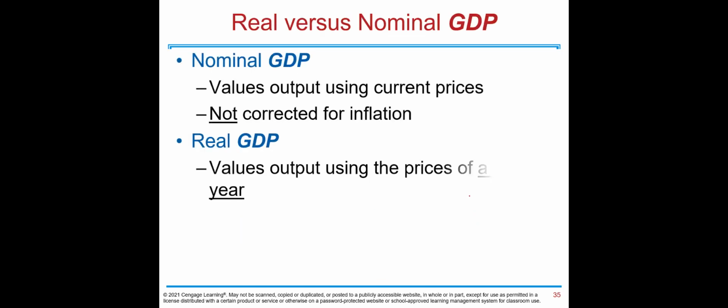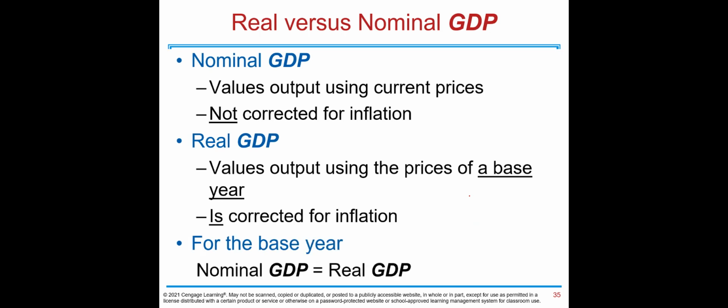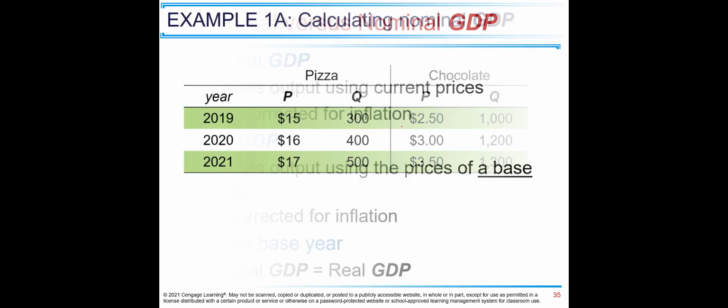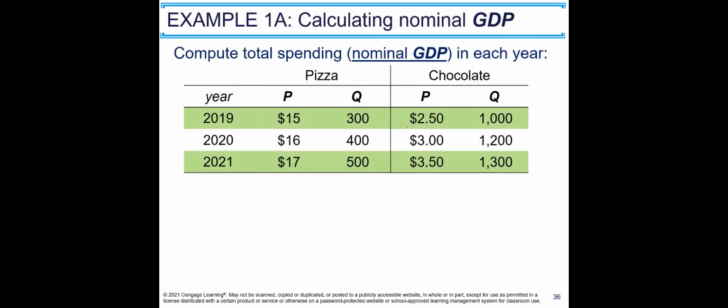Now, the next topic we will talk about is real versus nominal GDP. Nominal GDP values output using current prices, not corrected for inflation. Real GDP values output using the prices of a base year and is corrected for inflation. For the base year, both nominal and real GDP are equal to each other. We need to do an example to understand nominal GDP and real GDP.